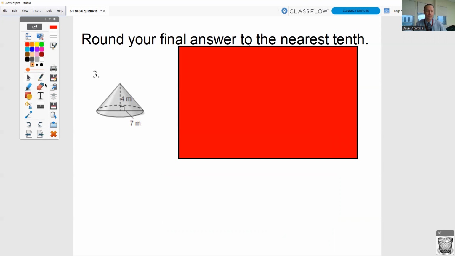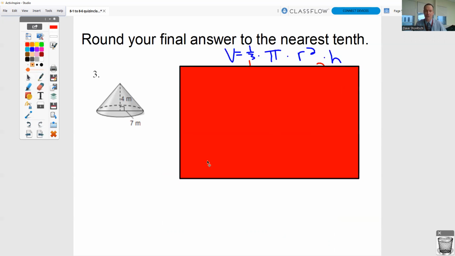In question number 3, this time we're given a cone again. So we want to use the cone formula, 1/3 pi r squared h. But notice in this one, you are given the diameter. The diameter goes all the way across the circle. We never want the diameter. We want the radius. So you have to take this 7, divide it by 2 to find our radius of 3.5 first. So 3.5 is your radius, 4 is your height.